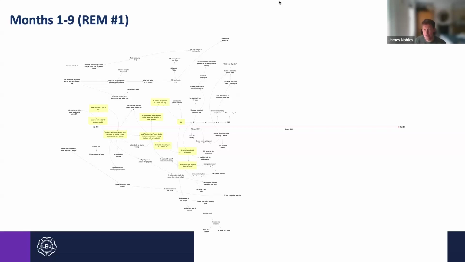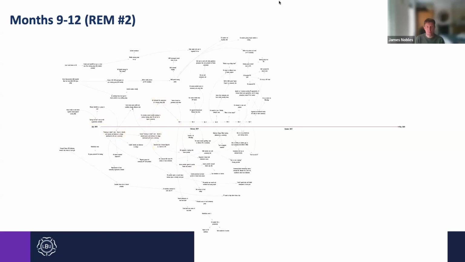We ran 5 of these ripple effects mapping sessions over the course of an 18-month period. Each time, we asked the stakeholders involved in the REM to go back and reflect on the extent to which what they had mapped previously had continued, whether the ripples had continued or not. Some things would have continued, other things wouldn't necessarily have, and we could ask some quite detailed questions about that.